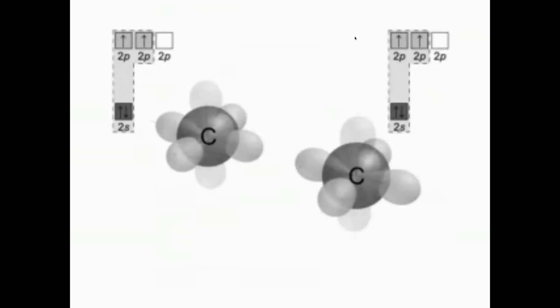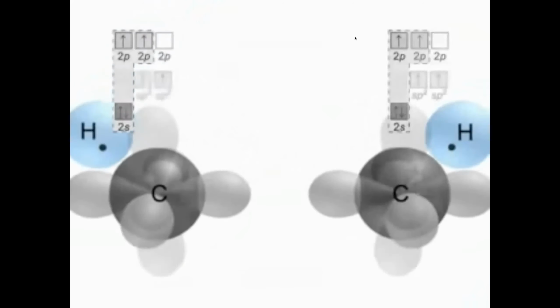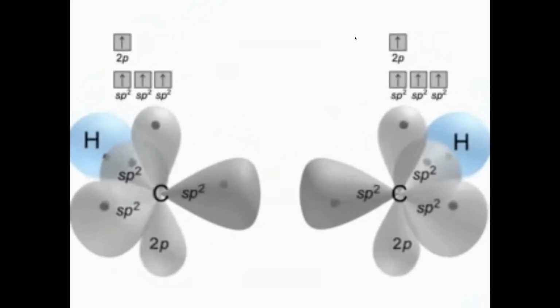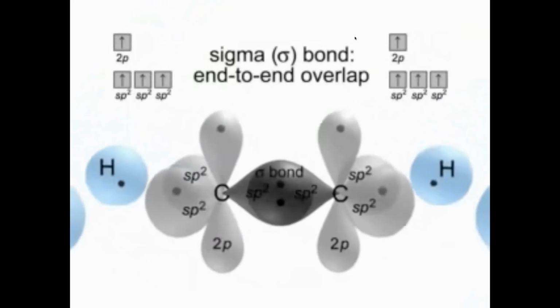Here, each carbon is undergoing sp2 hybridization. Note how the unhybridized 2p orbitals lie perpendicular to the trigonal plane of sp2 hybrids. The two sp2 orbitals facing each other overlap end to end. The bond they form is called a sigma bond.